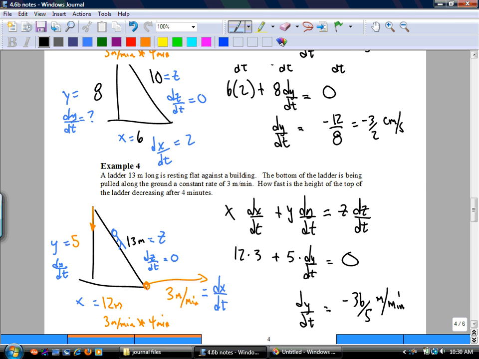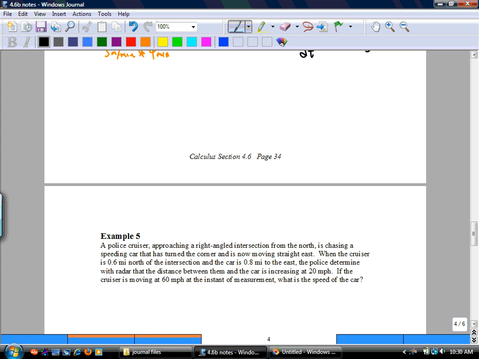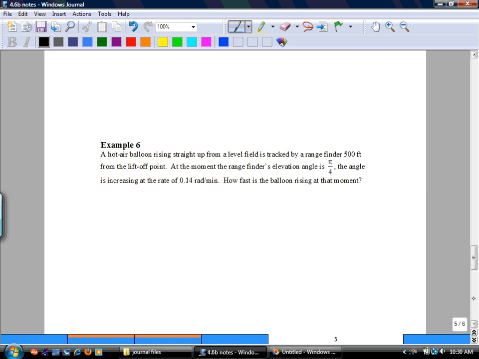Okay. How many different ways can we do Pythagoras? I don't know, hey? Anybody noticing this yet? How many different ways we can do Pythagoras? Okay.